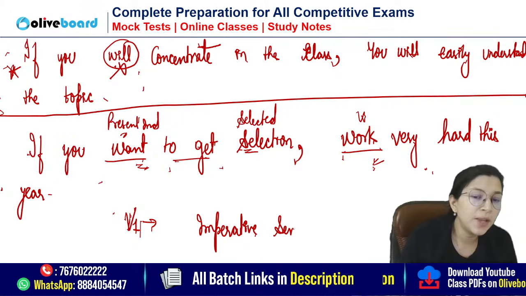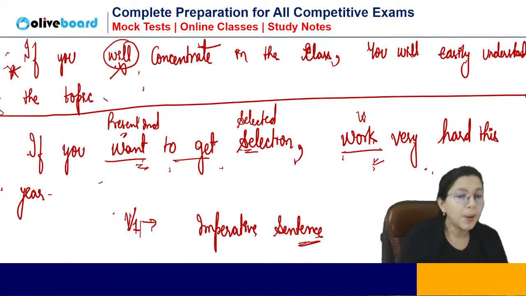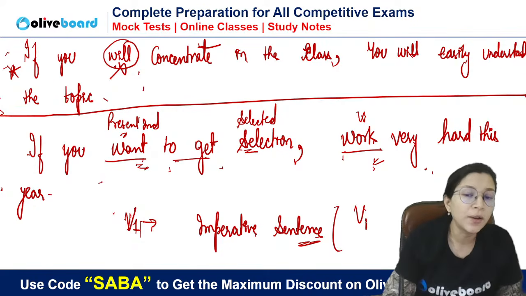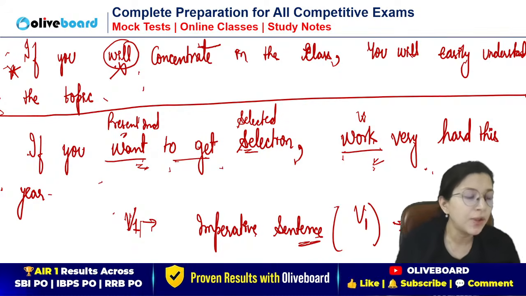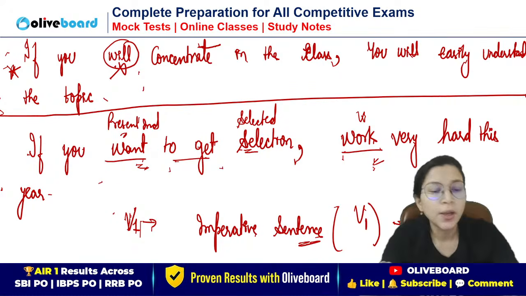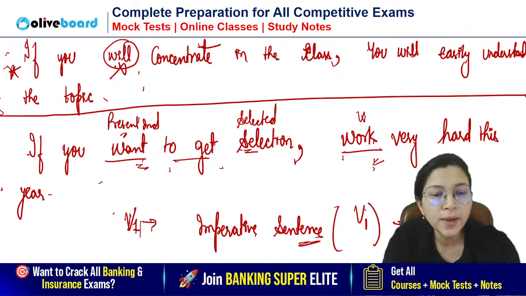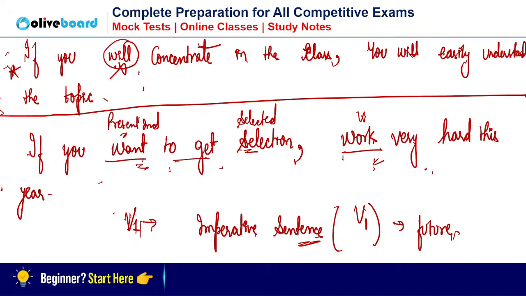Imperative sentences means those in which we give orders, we make requests, all these. So imperative sentences start with V1. They directly start with V1, but they carry the sense of future. Write it down. Imperative sentences start with V1, but they carry the sense of future. For example, if I say go out, isn't it carrying the sense of future? You will go out in future only, yes or no?